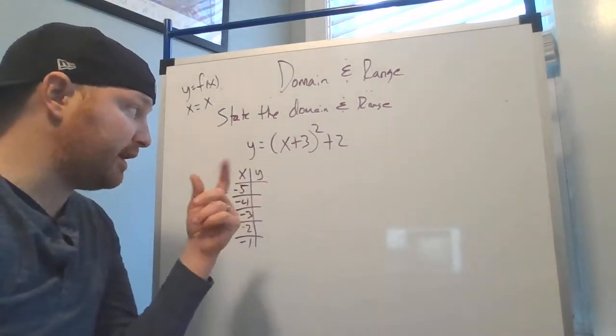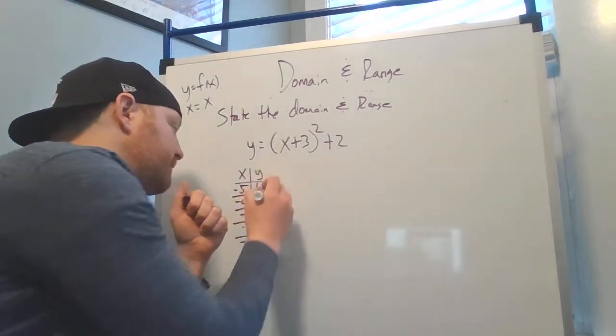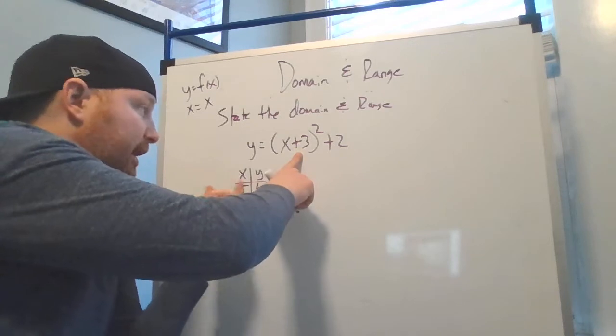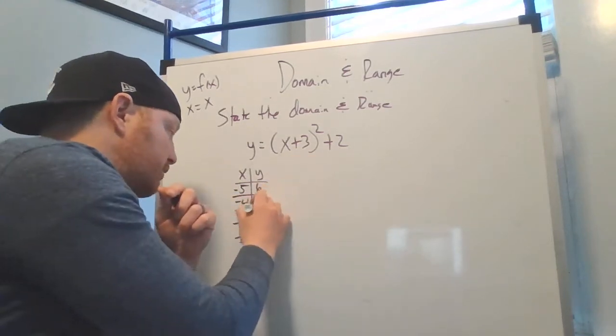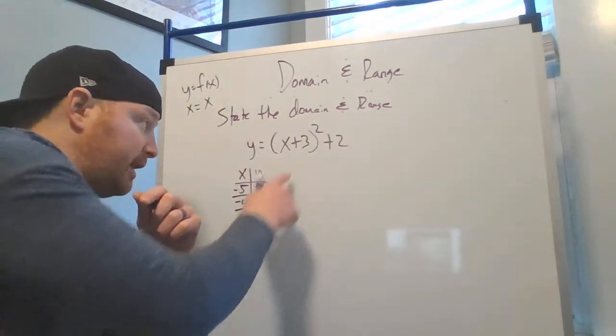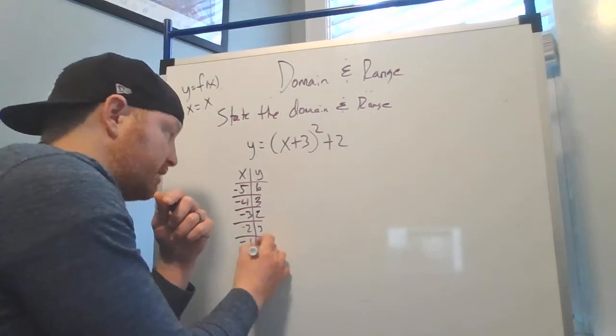Negative 5 plus 3 is negative 2. Negative 2 squared is 4. 4 plus 2 is 6. Negative 4, 1. Negative 1. Negative 1 squared is 1. 1 plus 2 is 3. We know this makes this 0, so this is just 2. And again, the symmetry, negative 2 plus 3 is 1. 1 squared. We're going to get the same answers here, so 3 and 6.